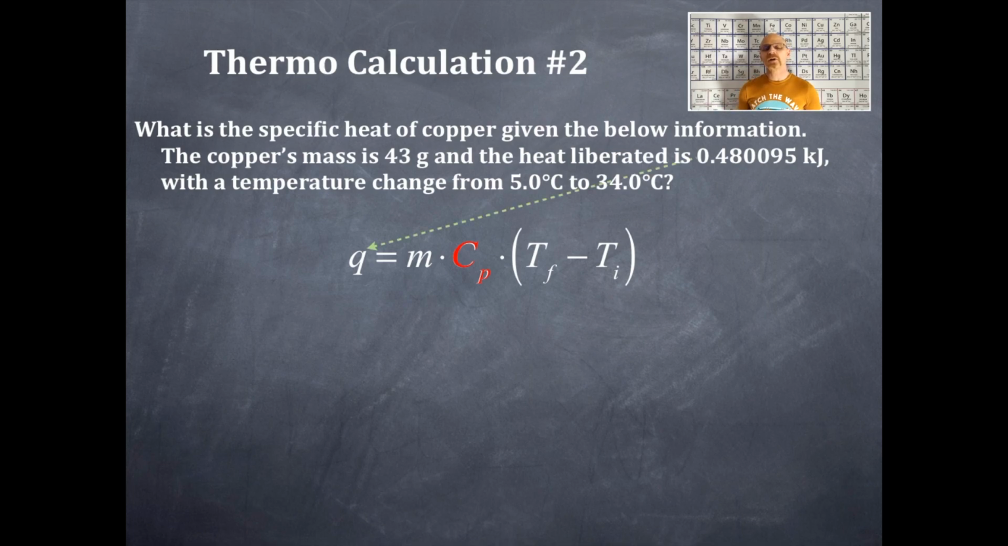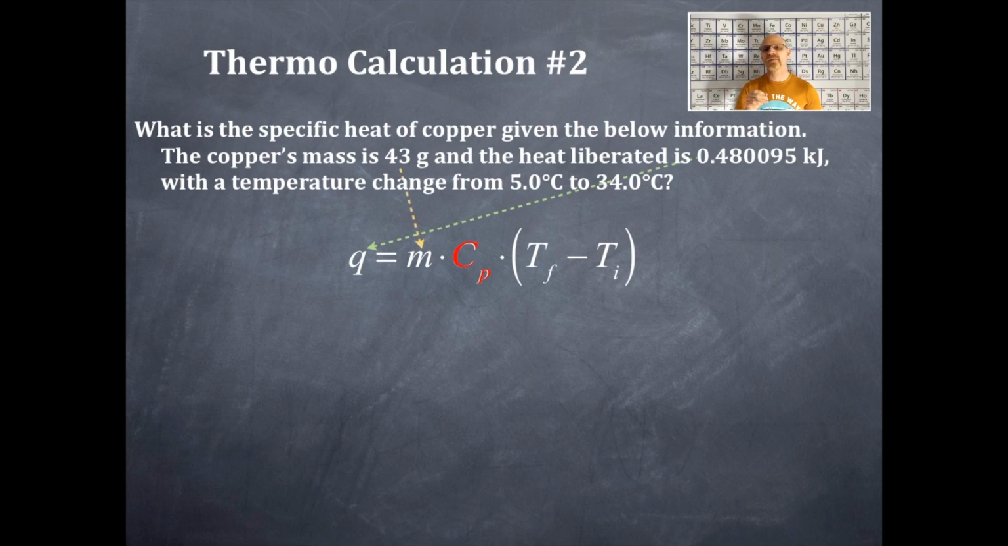This 0.480095 kilojoules is going to be going in for the Q because that's the amount of heat that is liberated. When it says liberated, that means it's an exothermic reaction. Just another little hint there. Also, the units of specific heat capacity are usually with joules instead of kilojoules. So what we're going to have to do is convert these kilojoules into joules. Hopefully you know that conversion. It's really, really simple.